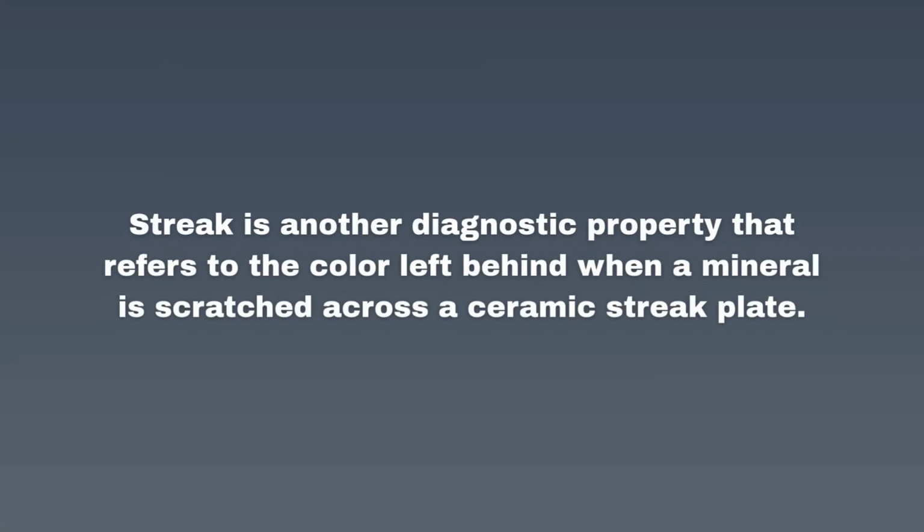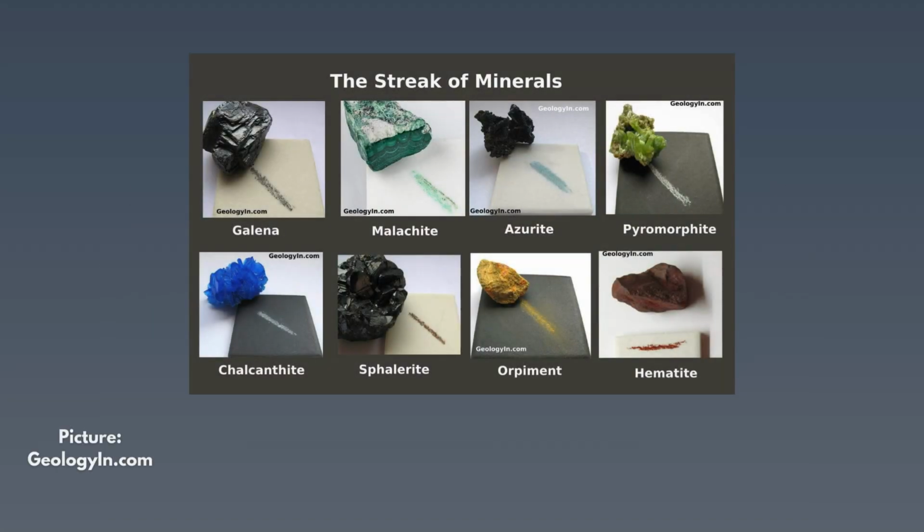Streak is another diagnostic property that refers to the color left behind when a mineral is scratched across a ceramic streak plate. This is a chart of different minerals that have different colored streaks. So if you know the streak color a mineral leaves behind, if you test it and it leaves that color streak, it can kind of narrow down some of the things it could be.